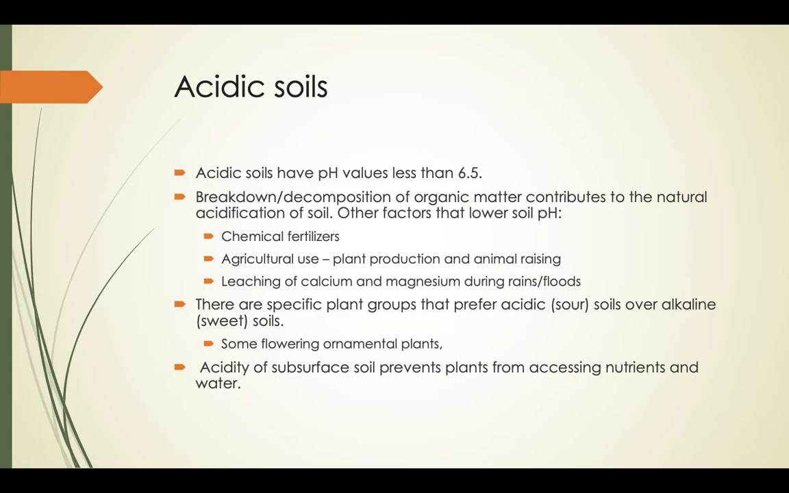One of the types of soils that we worked on, or that we intended to work on, is acidic soil. Acidic soils have pH values that are less than 6.5, because the expected neutral pH of soils should be between 6.5 to 7.5. Anything below 6.5 can be considered acidic, and those that are lower than 5 are very acidic.